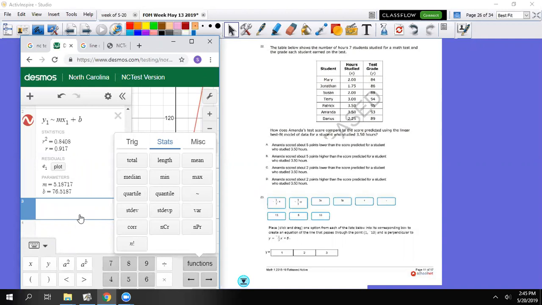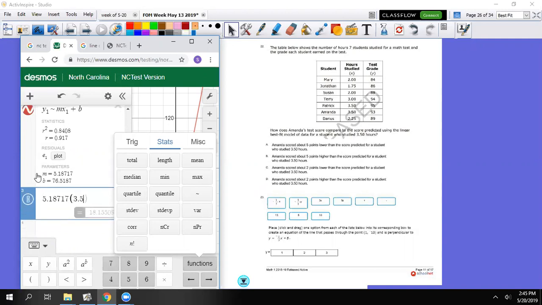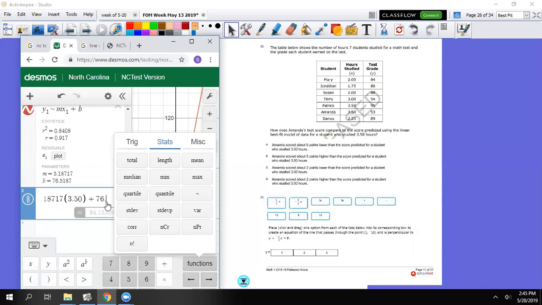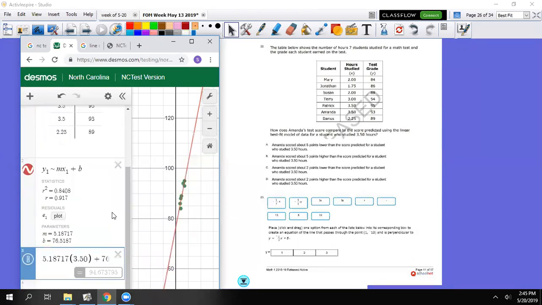Okay, so it gave us a specific X value when it gave us 3.5. So we're simply going to ask Desmos to solve it for us. So we're going to type in an equation, 5.18717 times the X value that they gave us, 3.50. Make sure you use your parentheses, plus the B value they gave us of 76.5187. Okay, so plus 76.5187.